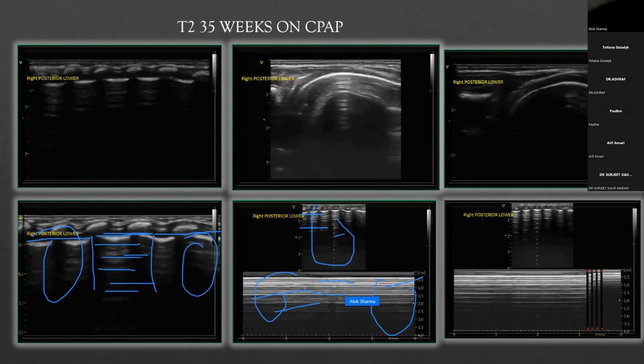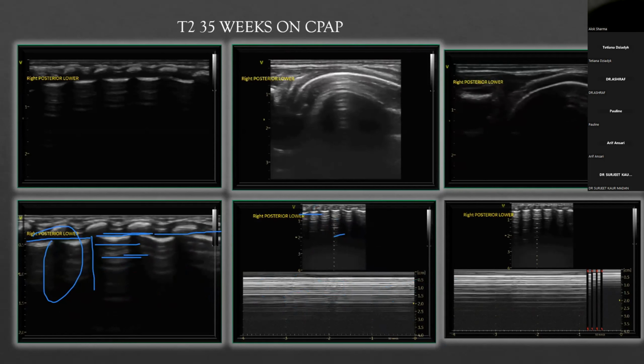So I think your experience is really very good, Dr. Ashraf. Your images are also very good. My compliments, and I'm so grateful. Thank you for sharing this case with us today.